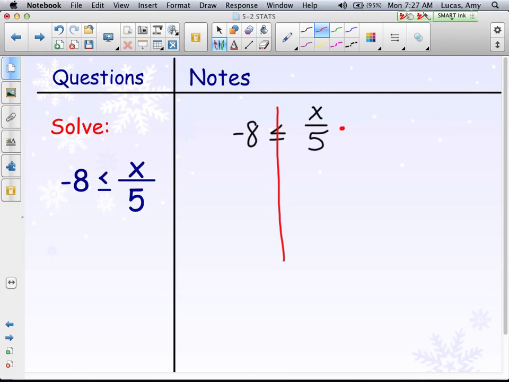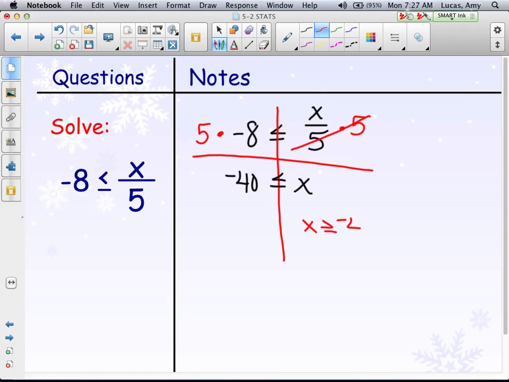So it's that action step that matters. Next one, my action step is multiplying by 5. So I'm not flipping my symbol on this one. Negative 40 is less than or equal to x. Or, if you look at the way the symbol is opening up, it's opening up at the x. If you want the variable on the left-hand side, reverse.